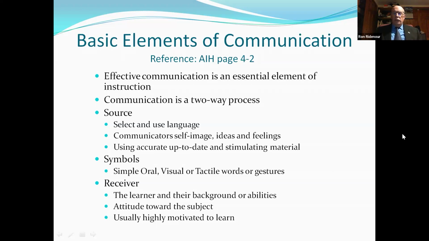If they have a good attitude towards the subject, though, and usually those younger people and the older people as well, they're usually highly motivated to learn, and so that's really an important piece of them receiving the information. It's important too that they have read the material prior to coming to any lesson that you might be conducting.